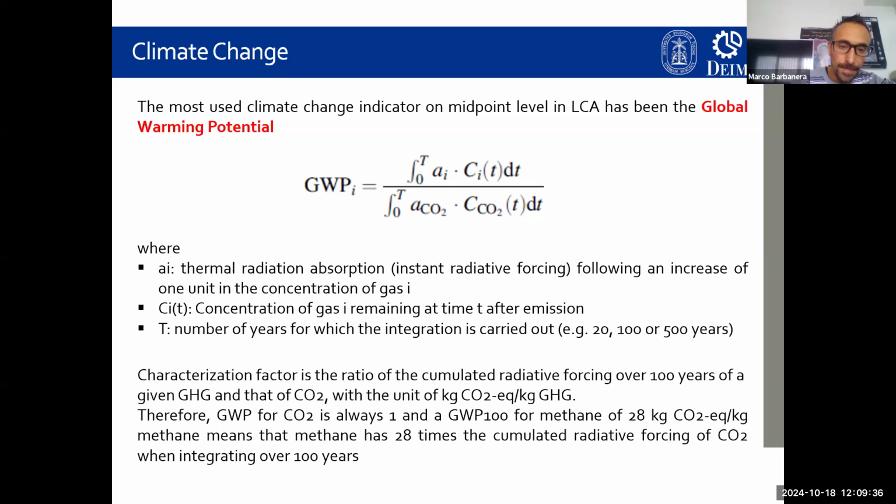But are these characterization factors the same or different if we change the reference years of the evaluation? The answer to this question is that the characterization factors, and so the global warming potentials of the greenhouse gases, depend on the reference temporal scenario, the reference years.